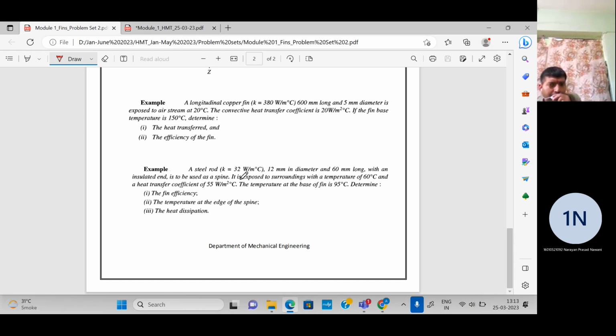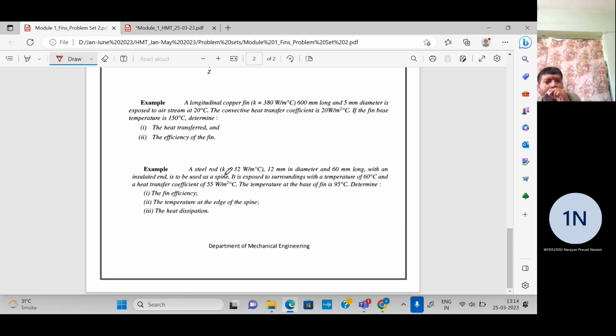A steel rod having thermal conductivity 32 watt per meter degree Celsius, 12 mm in diameter and 60 mm long, with an insulated end, is to be used as a spine. That means it will be used as a fin. It is exposed to surroundings with a temperature of 60 degrees Celsius and a heat transfer coefficient of 55 watt per meter square degree Celsius. The temperature at the base of the fin is 95 degrees Celsius. Now we have to determine the fin efficiency, temperature at the edge of the spine, and the heat dissipation.